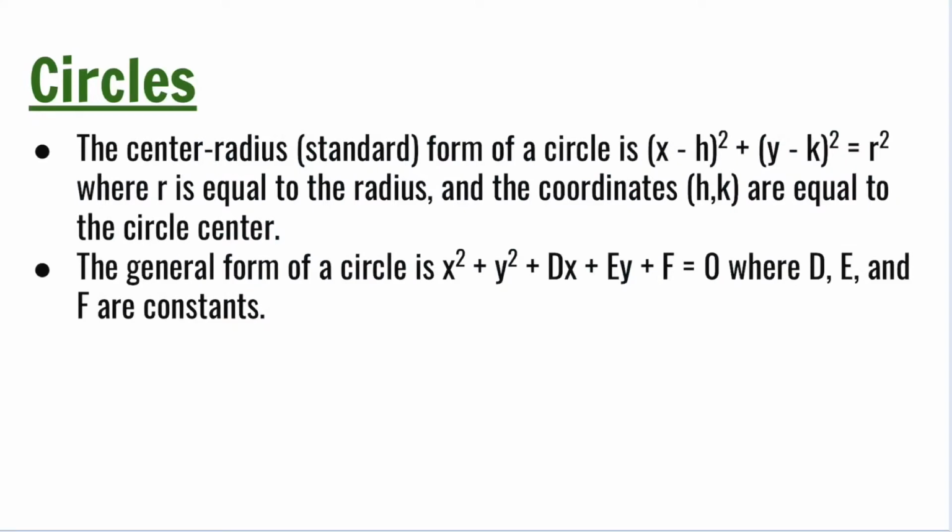First, let's recall the standard form of a circle, and that is (x minus h) squared plus (y minus k) squared is equal to r squared. And r is the radius, (h, k) is our center. The general form is x squared plus y squared plus dx plus ey plus f equals 0, where d, e, and f are constants. Given the general form, we need to transform it first into the standard form so that we can easily find the center and the radius.